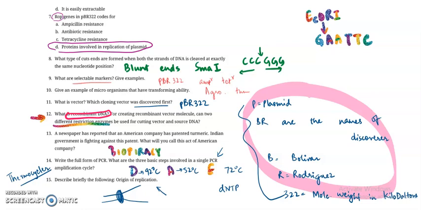So whenever we are choosing a vector, it should have its own ORI site because this will help in accommodating the source DNA, and as the replication of the vector DNA happens, the replication of the source DNA will also happen. I hope all the questions are being understood.